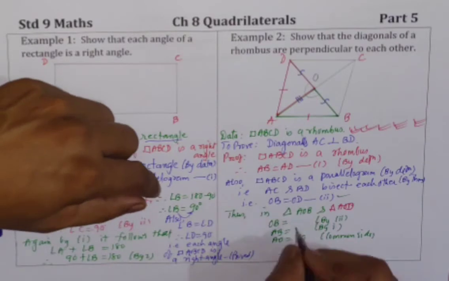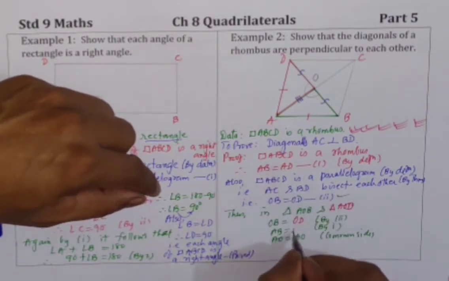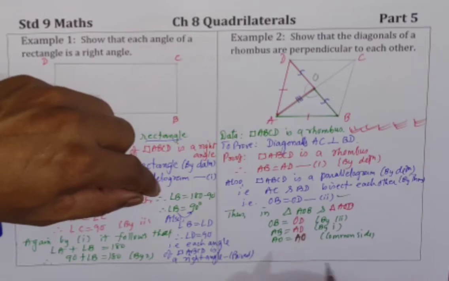क्या है? OB equal to OD. And what is AB equal to AD? And this is AO equal to AO.